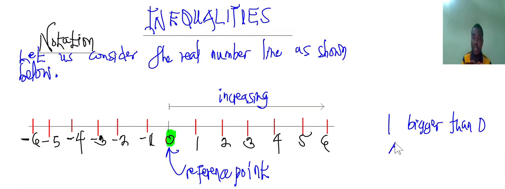So we write it in notation form, 1 bigger than 0 can be written in notation form as 1 greater than 0. All values towards the right of 0 are definitely bigger than 0. Let's say we pick 3. Obviously 3 is also bigger than 0.